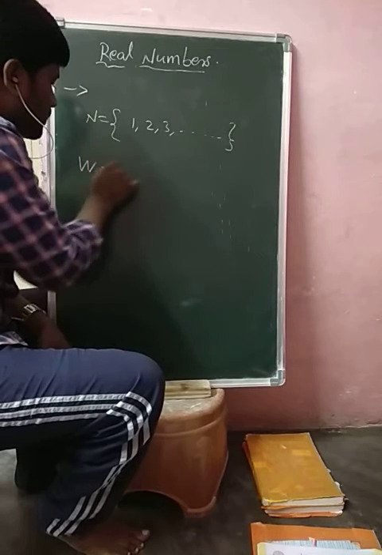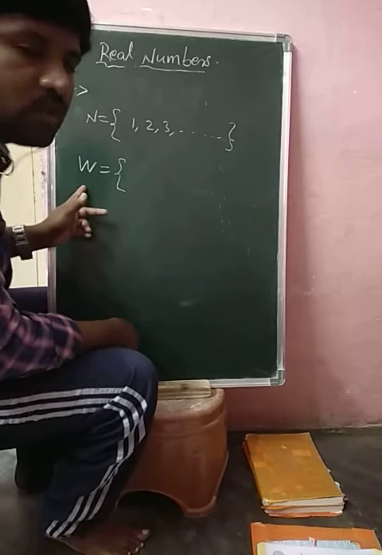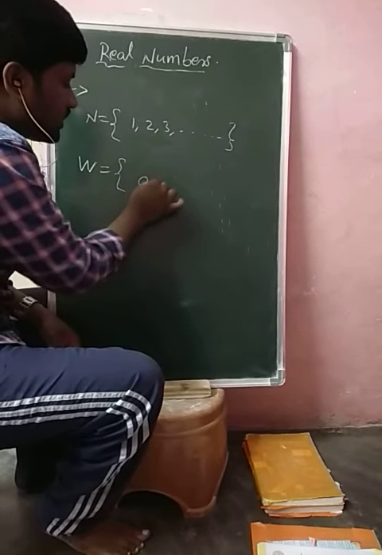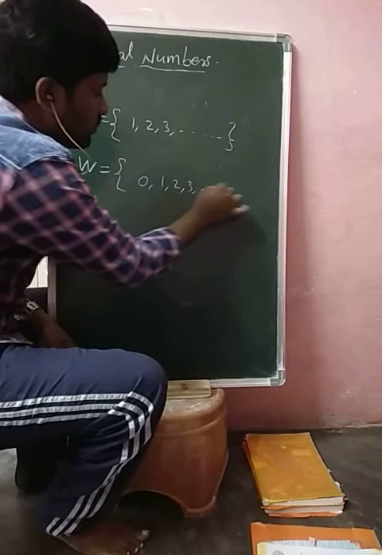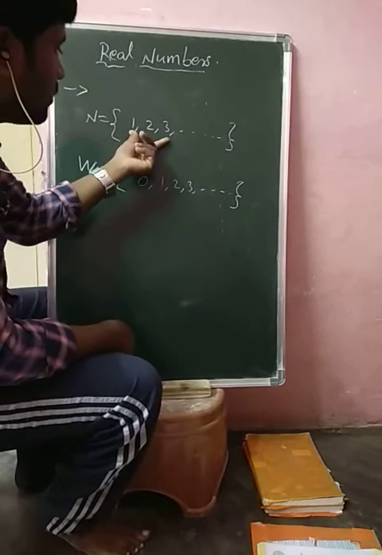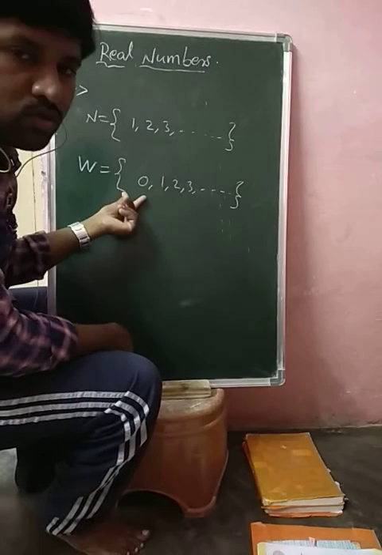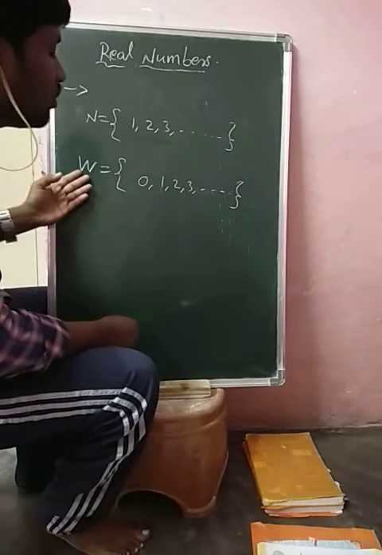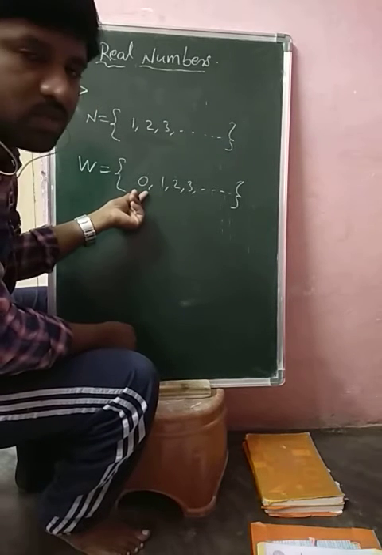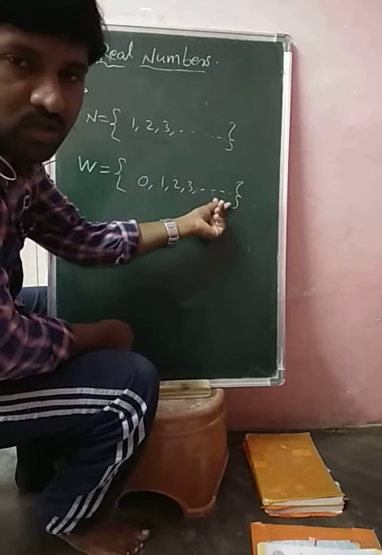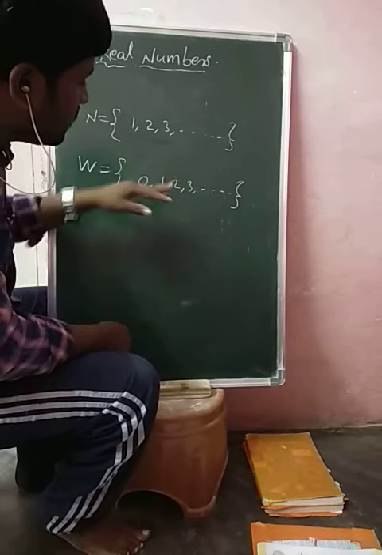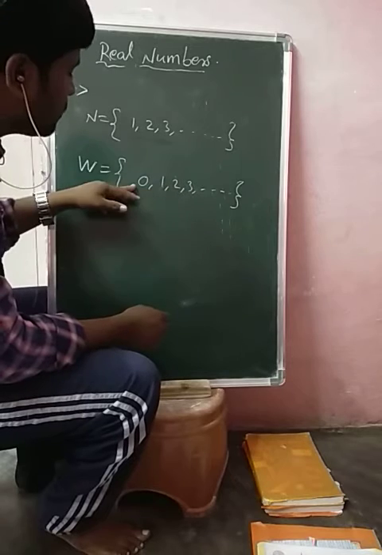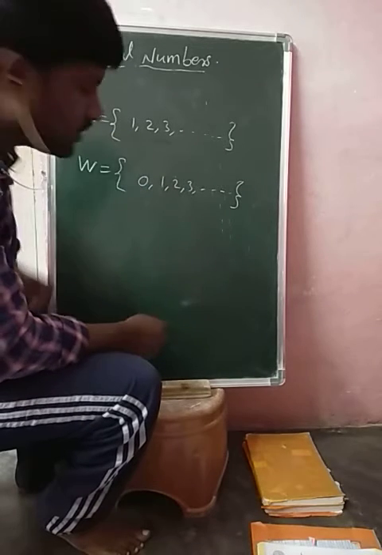Next, the set of whole numbers. The natural numbers along with 0 form a new collection of numbers that are called whole numbers. Clearly, the smallest whole number is 0 and the greatest whole number is not defined. Every natural number is a whole number, but every whole number is not a natural number, because 0 is a whole number, but it is not a natural number.